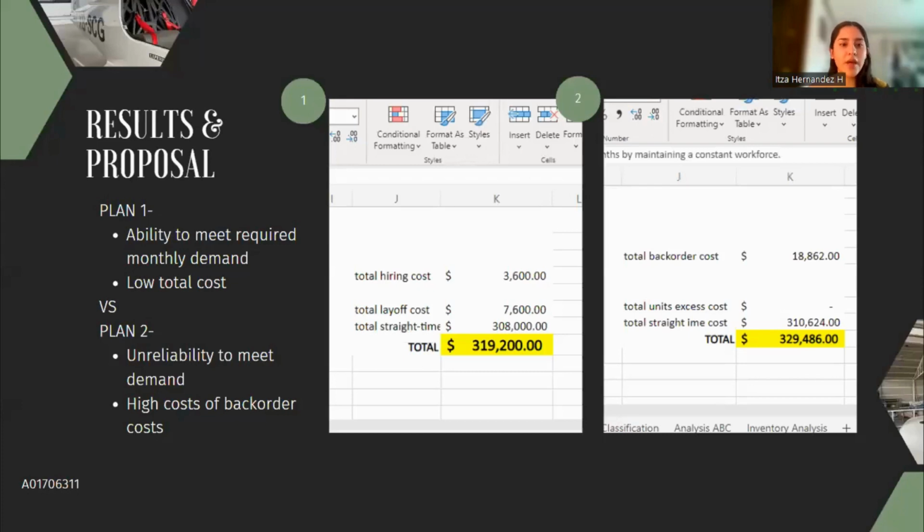Now, we see that within Plan 1, there was an ability to meet the required demand through the 6 months, and it did include a lower cost than Plan 2. Whereas with Plan 2, the unreliability to meet demand, the higher cost of holding excess, and the backorder costs from not completing demand created a total cost much higher than the first plan. Therefore, the first production plan is recommended for Horizon Tech when planning their production for future years.